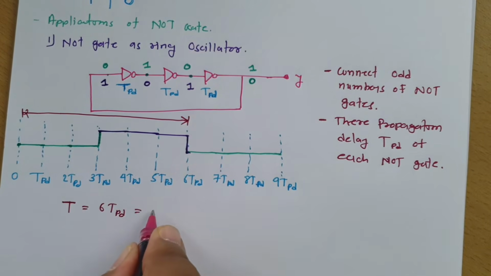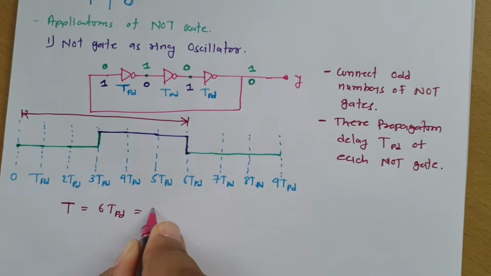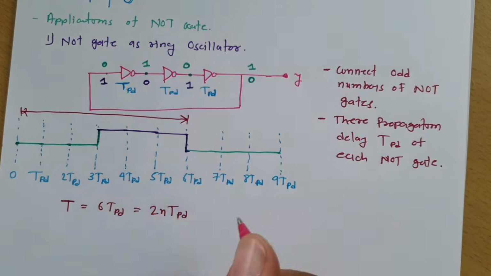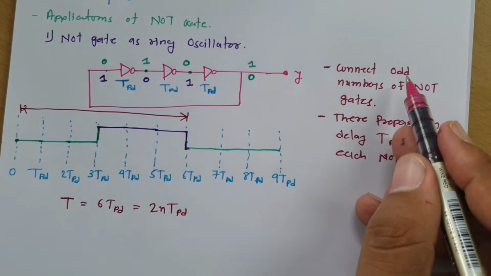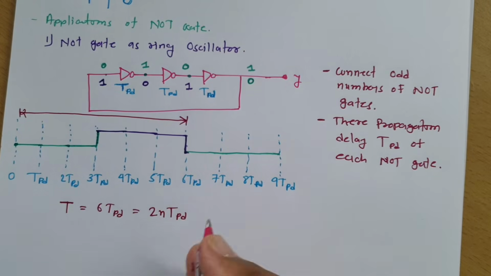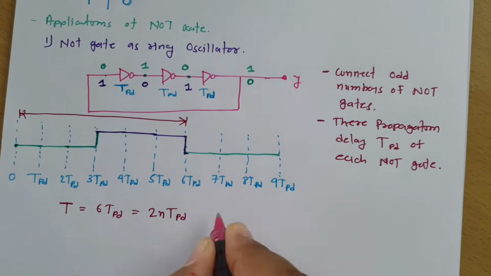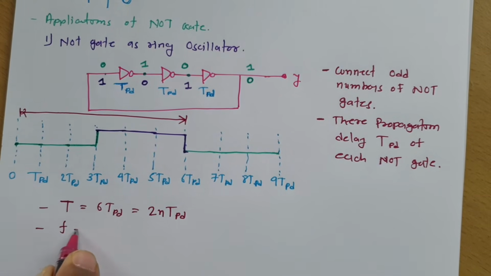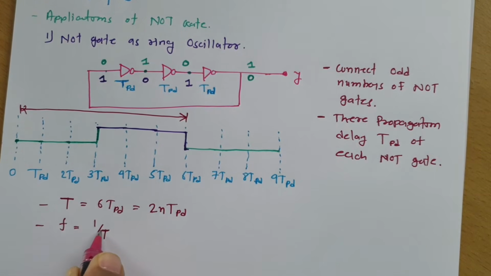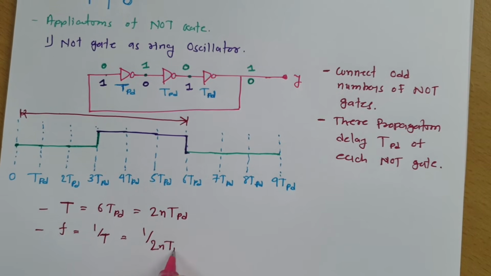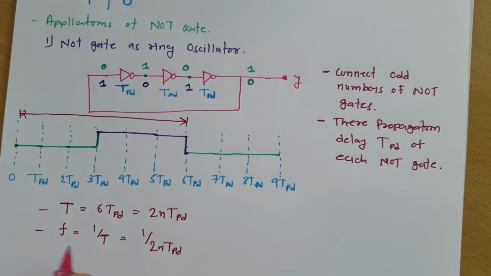3 inverters are there. So I can say that it is 2 into n TPD, where n is 3, the number of inverters, and I have told you there should be an odd number of NOT gates that we need to connect like this, right? Based on this we can have the frequency of this ring oscillator, and this frequency is 1 by T, and that is 1 by 2n TPD. So that is how we can have a ring oscillator.